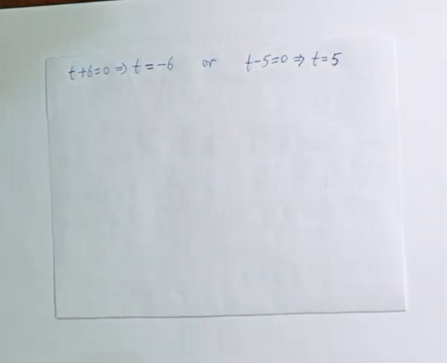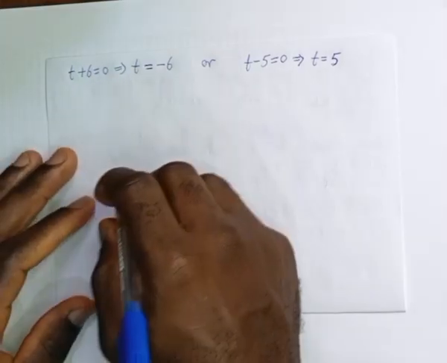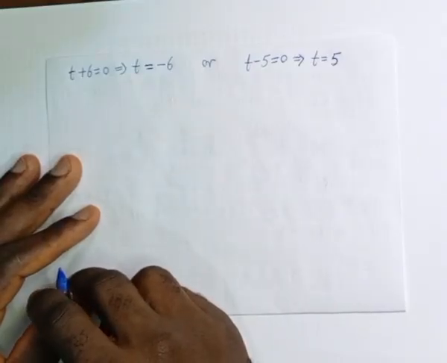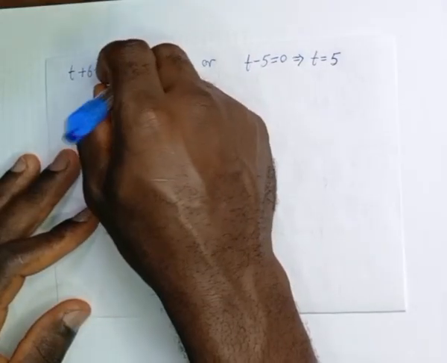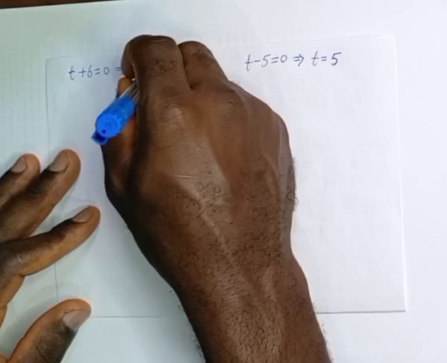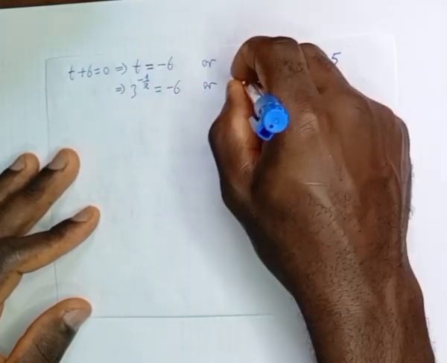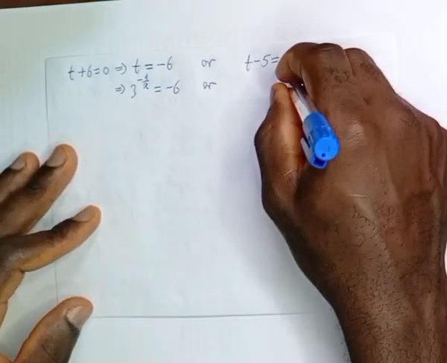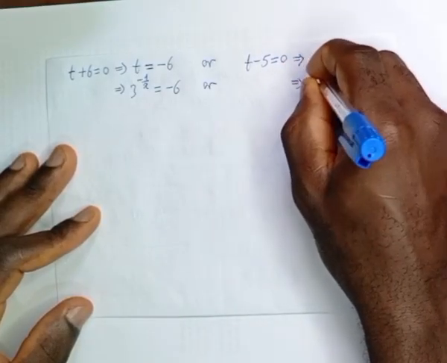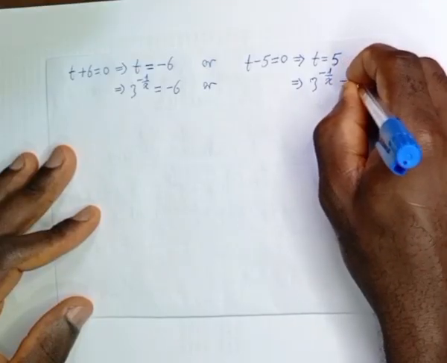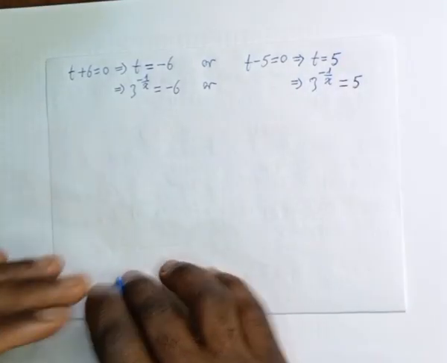Remember, we are not solving for t, we are solving for x. We are going to replace t with 3 raised to the power -1 over x. Then 3 raised to the power -1 over x is equal to -6, or for the next one, 3 raised to the power -1 over x is equal to 5. We have to solve for x.